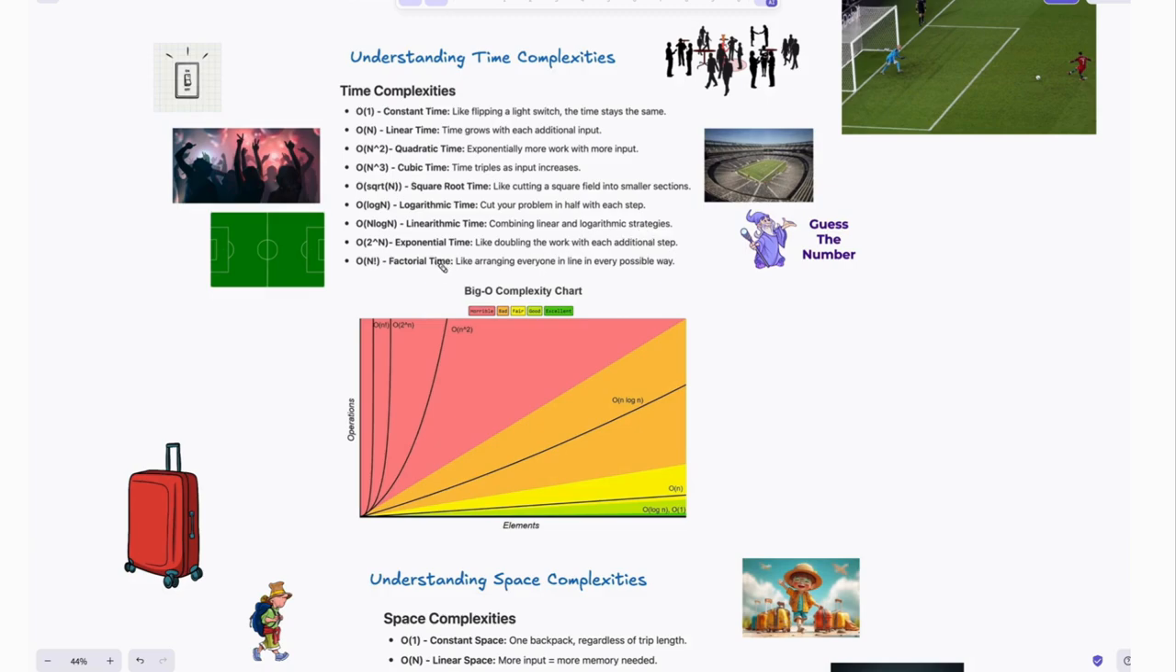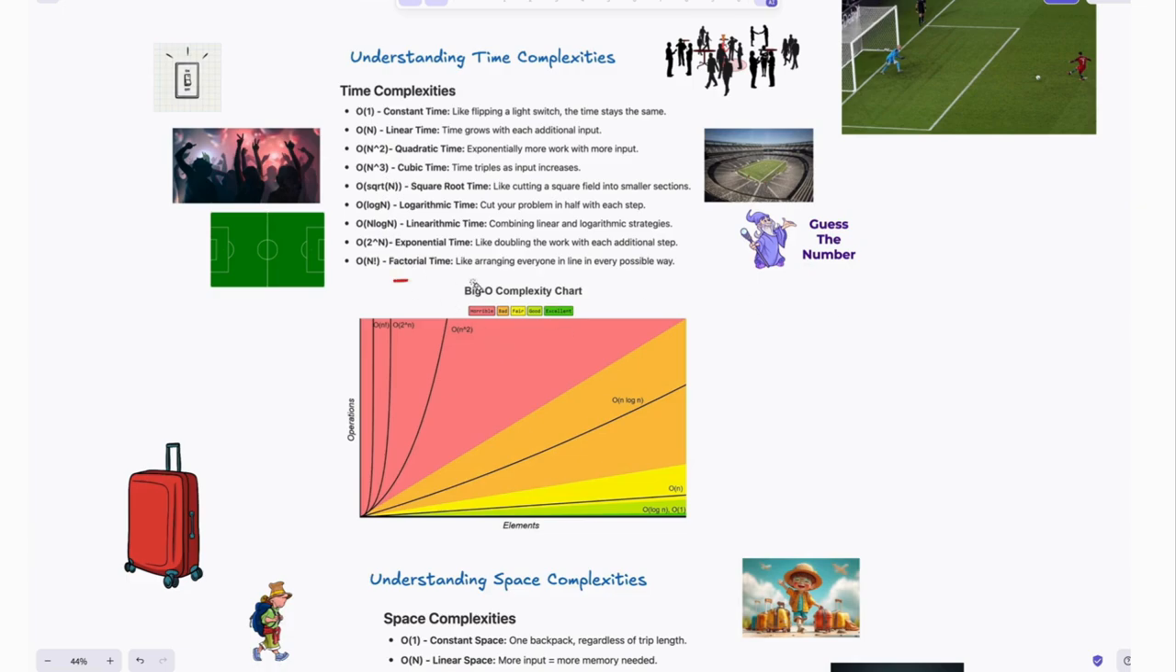Next is exponential time. Imagine you're deciding whether to invite friends to a party. For each friend, you have two choices, invite or don't invite. So if you have 5 friends, then there are 2 power 5 possibilities, right? That is 32 combinations possible. As you add more friends, the number of combinations doubles each time. That's O of 2 power n time complexity, where the work grows exponentially as you add more input, making this kind of algorithm very slow as the problem size increases.